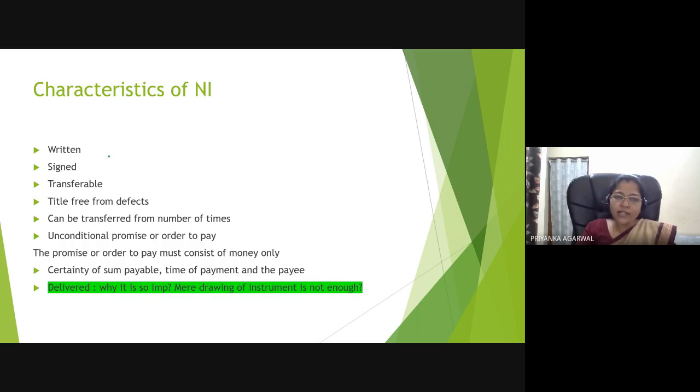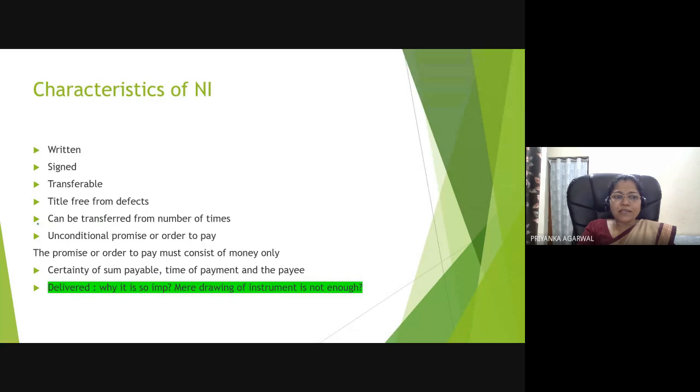The basic characteristic of any negotiable instrument is that it is transferable. Otherwise, if it is not transferable, the whole objective of having a negotiable instrument is not there, right? The whole purpose of the Act is that the instrument is transferable, with title free from defect. We will read about this properly in holder in due course. It can be transferred any number of times, and it is an unconditional promise or order to pay.